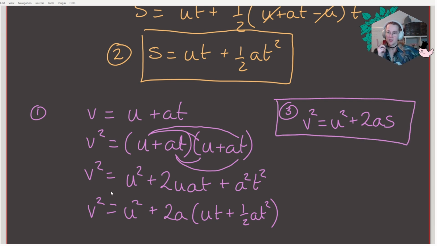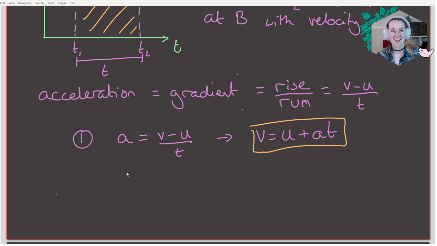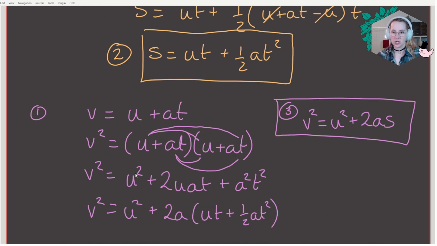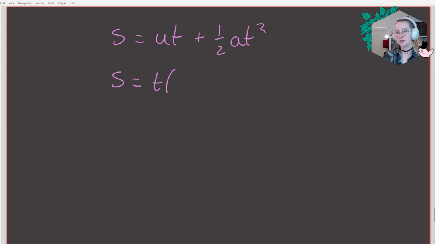Okay, so now equation 3 doesn't have a t in it, equation 2 doesn't have a v in it, and equation 1 doesn't have an s in it. So let's try and get one without a u in it. No, without an a in it, sorry. So finally, let's look at s is ut plus half at squared. Okay, what can we do here? Let's do s is t times u plus half a t.